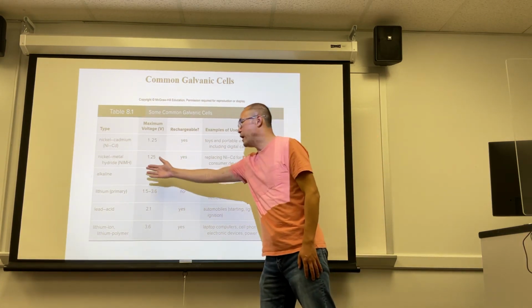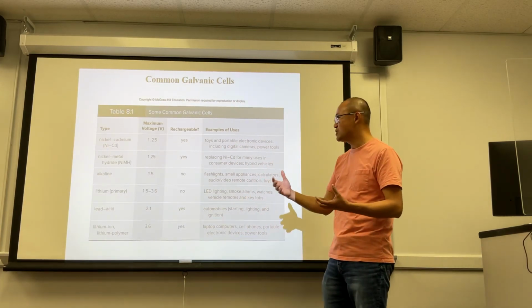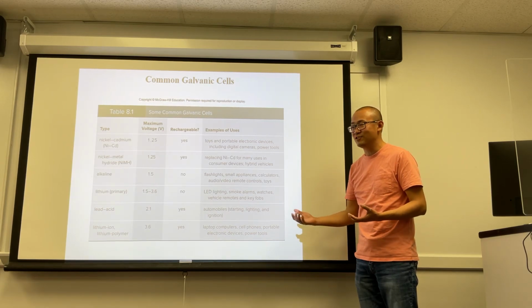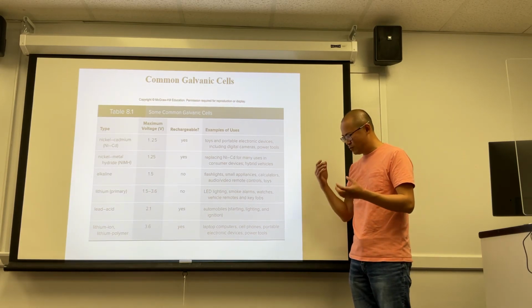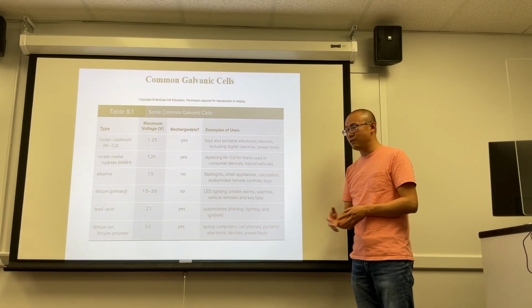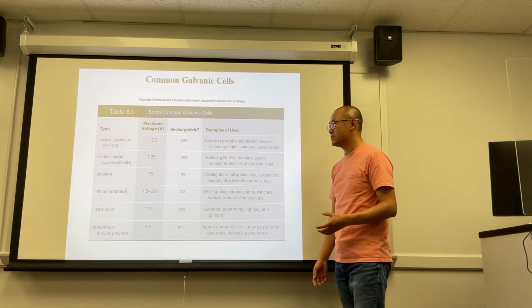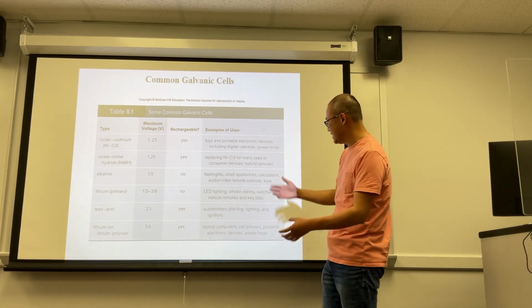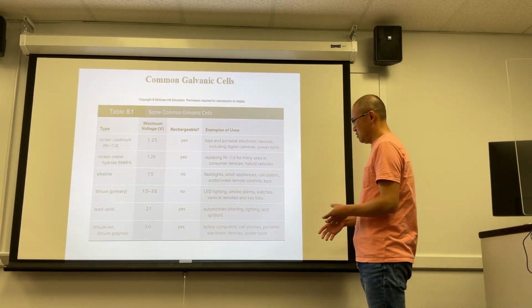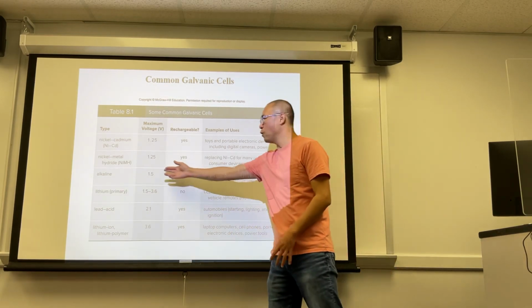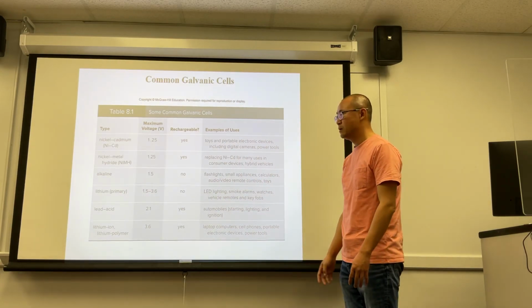Next type, the alkaline battery, is the one we use the most. The dry battery at home, right? The one you buy from Energizer, or what's the other brand? Duracell. Yes, Duracell. Those are the dry batteries, including AAA, AA, C, and D. They're in flashlights, small appliances, calculators, remote controls, toys, etc. They're 1.5 volt and they're not rechargeable.